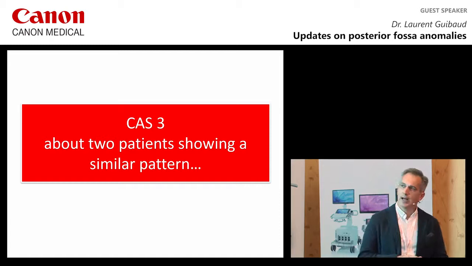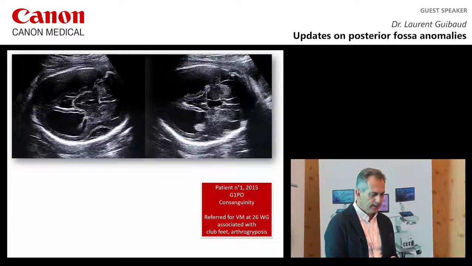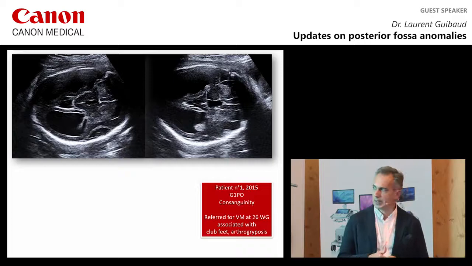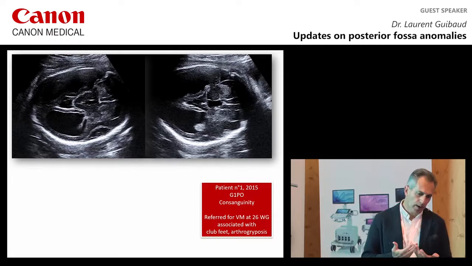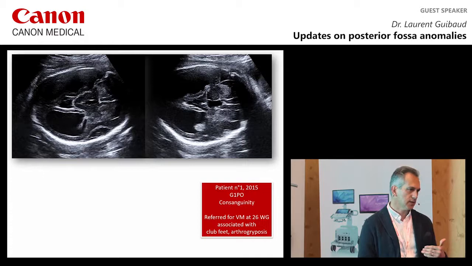It's, in fact, two patients showing a similar pattern. This is the first patient. I saw this patient 3 years ago: first pregnancy, history of consanguinity, referred for ventriculomegaly at 26 weeks, associated with club feet and arthrogryposis. At 26 weeks, we can confirm a ventriculomegaly for sure, but look at the Sylvian fissure. Is it a Sylvian fissure of 26 weeks? No, it's a Sylvian fissure at 22 or 21.